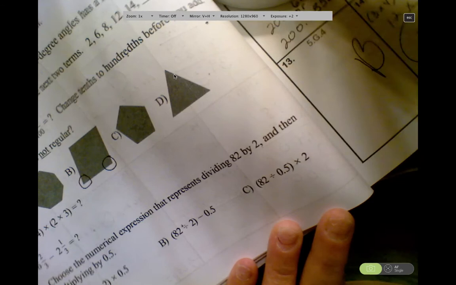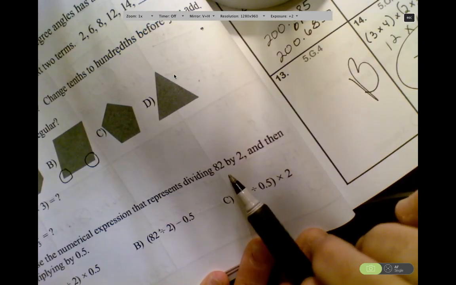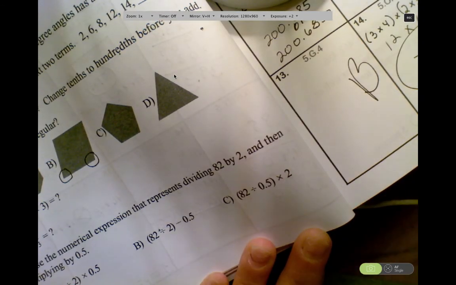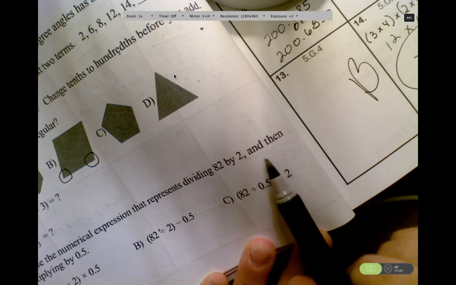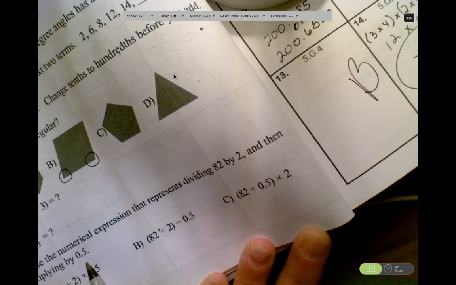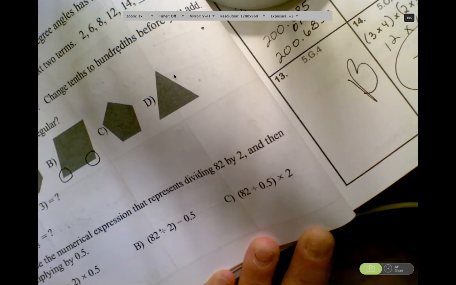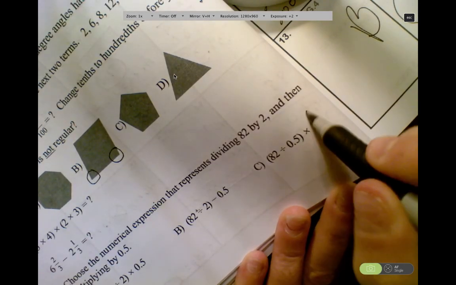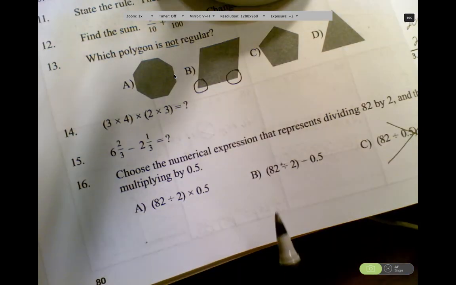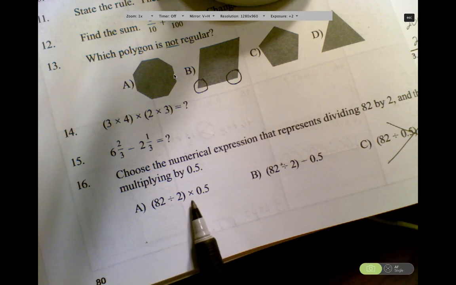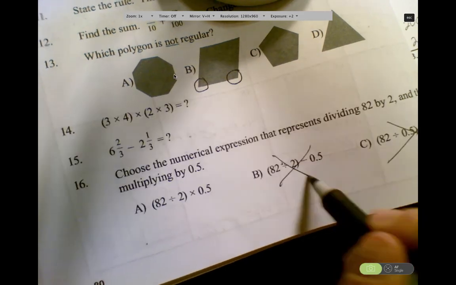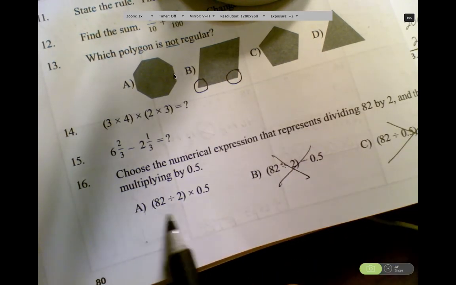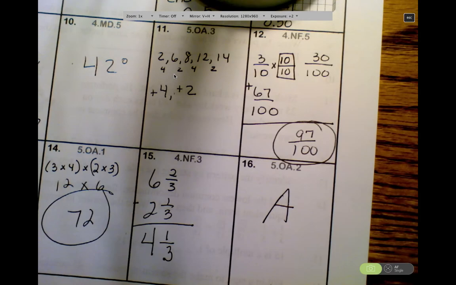Finally, my last question. Choose the numerical expression that represents dividing 82 by 2 and then multiplying by 5/10. The first thing I want to do is find 5/10 at the end, and this one does not have 5/10 at the end. The next thing I want to do is make sure I am multiplying. I am only multiplying here, not here. And now I'm checking to make sure it's 82 divided by 2. So A is my only possible answer.